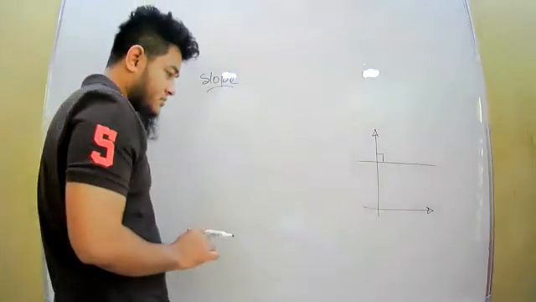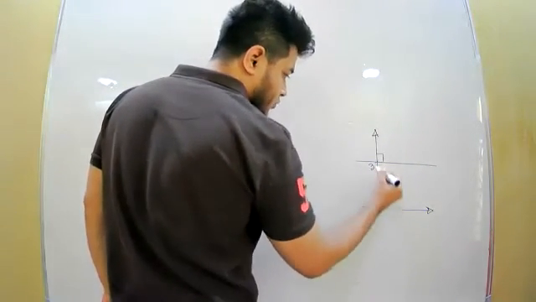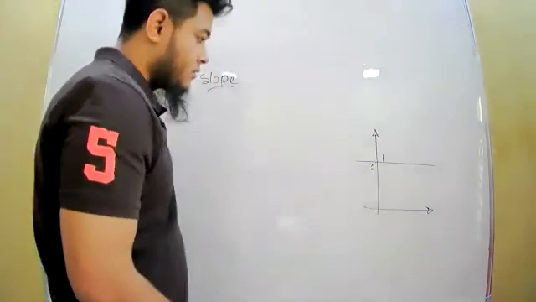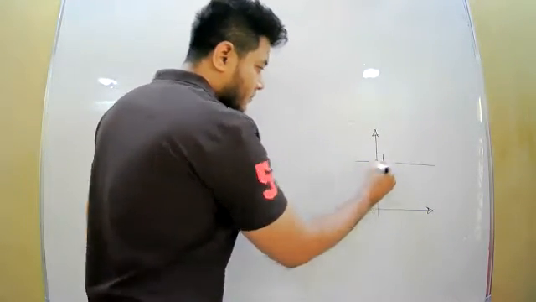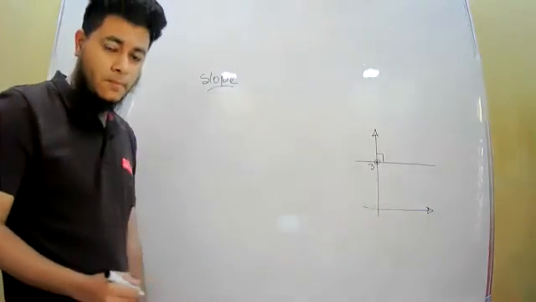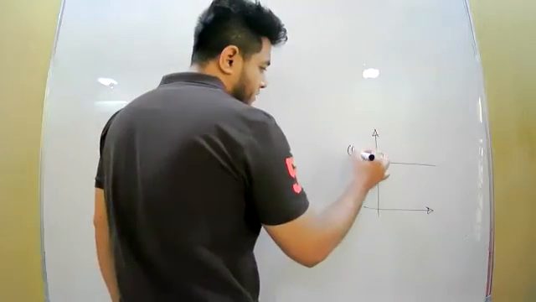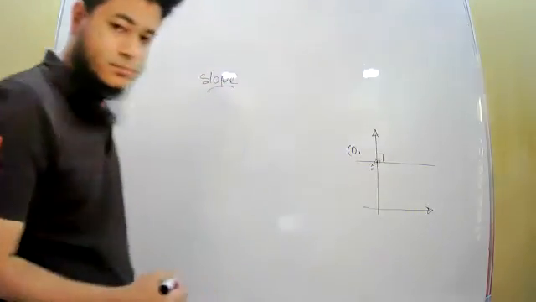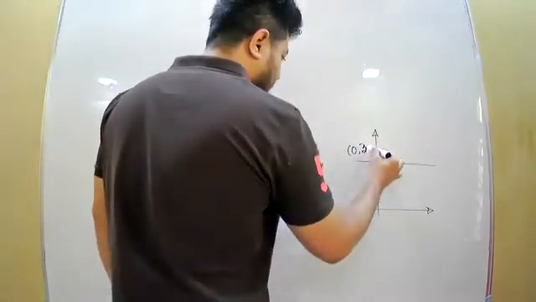Now let us say this line is passing through the point 3 on the y-axis. What is the coordinate of this point? Can anybody tell me? Sir, 0. X এর value 0, that is correct. Y এর value কত? 3. Very good. It is 0, 3.